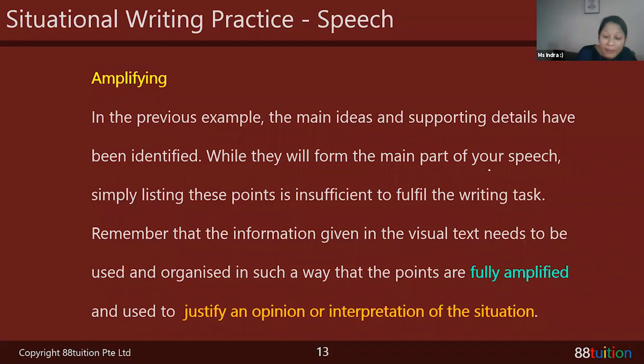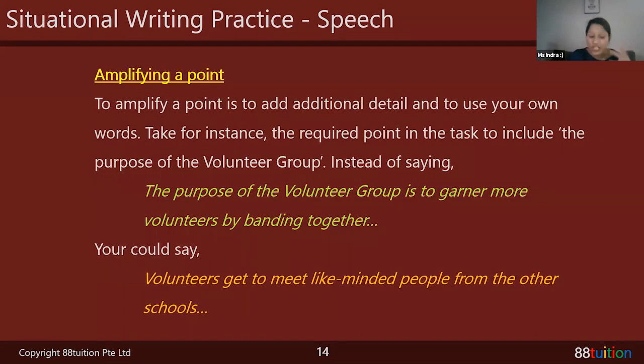While they will form the main part of your speech, listing these points is not going to get you your scores. What you need to do is make sure that you get the points and you amplify them such that they become very relevant to the task that you're writing. So make sure that the points are fully amplified to justify an opinion or interpretation of a situation. Now, how do we actually amplify? To amplify is to add additional detail and to use your own words. Make up stuff, change certain things that they say, and then add your own words.